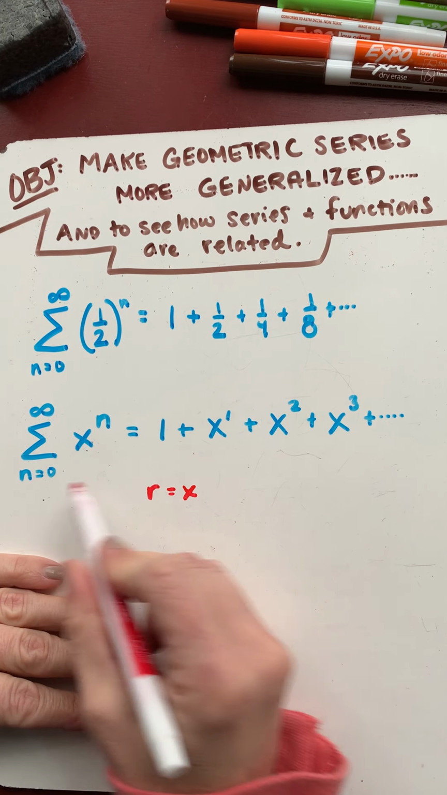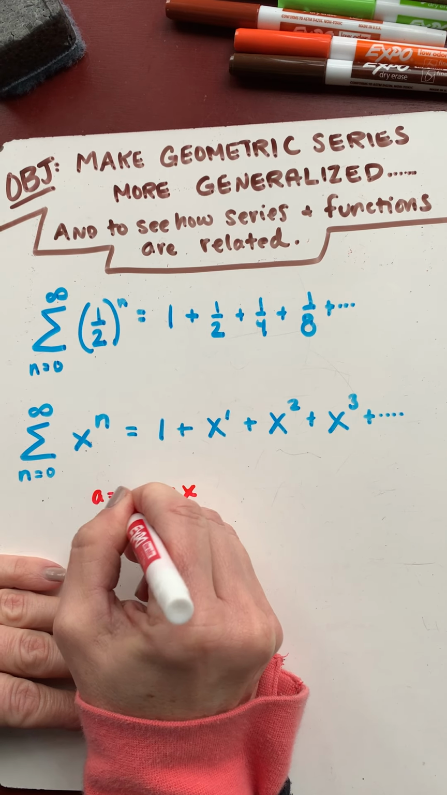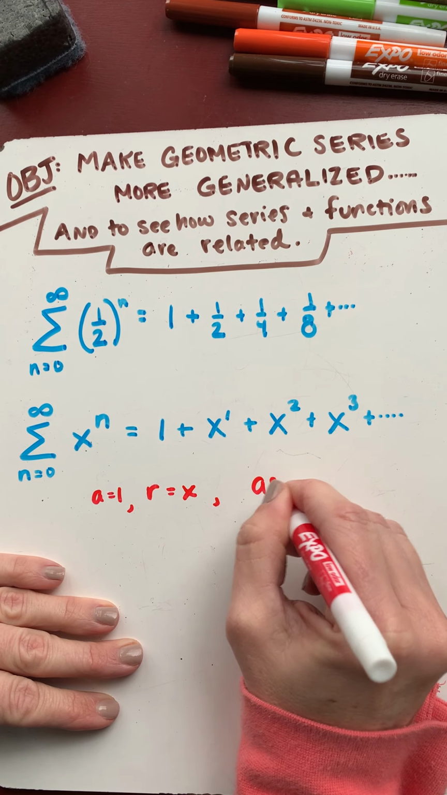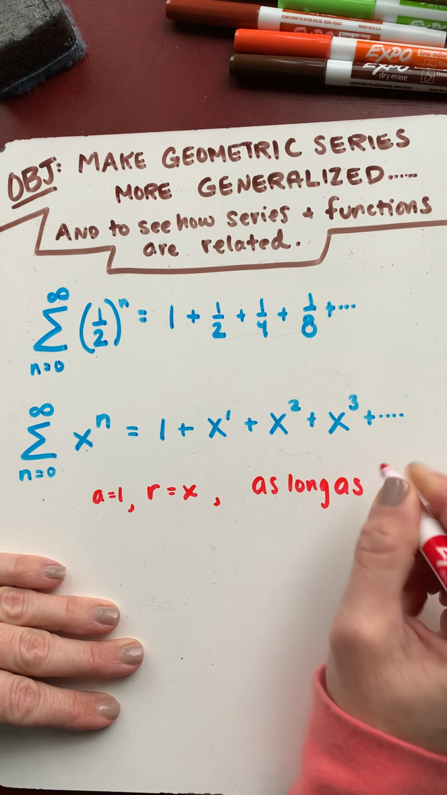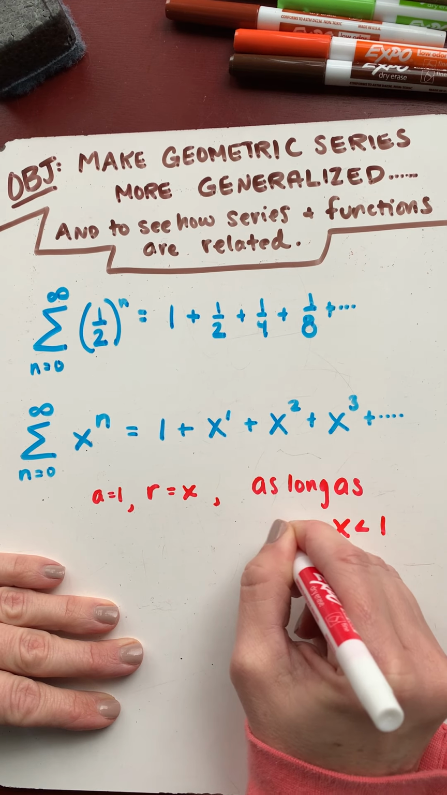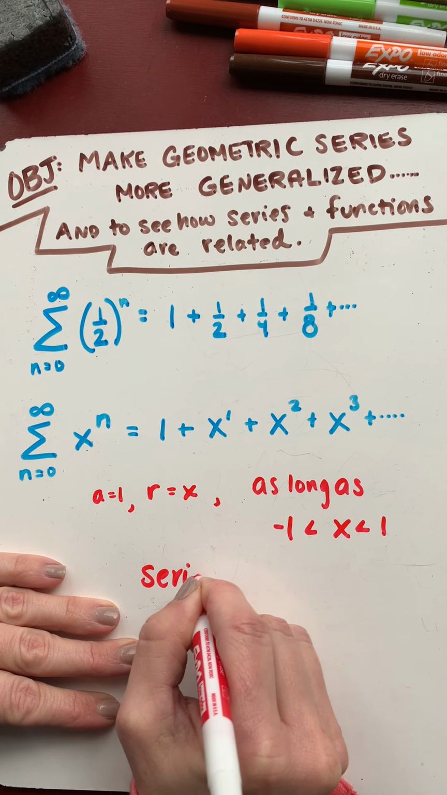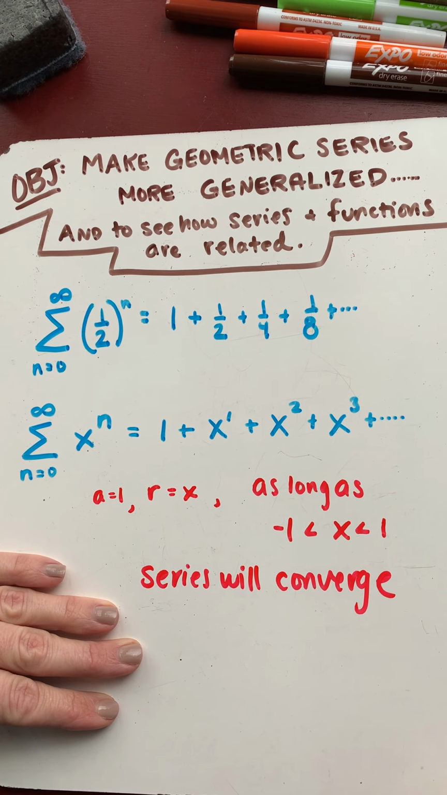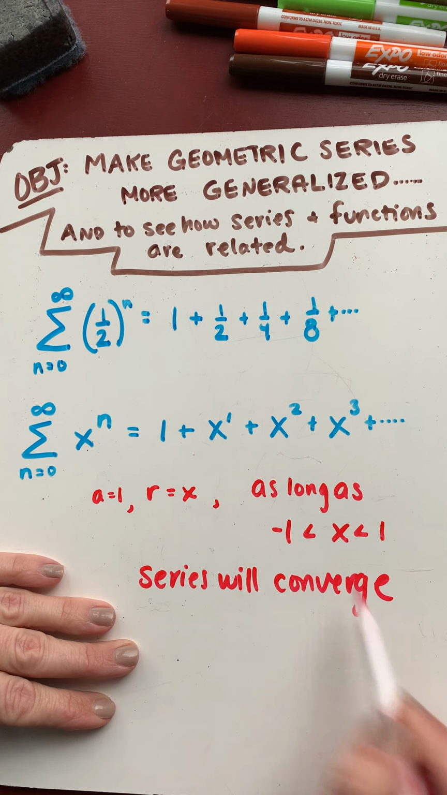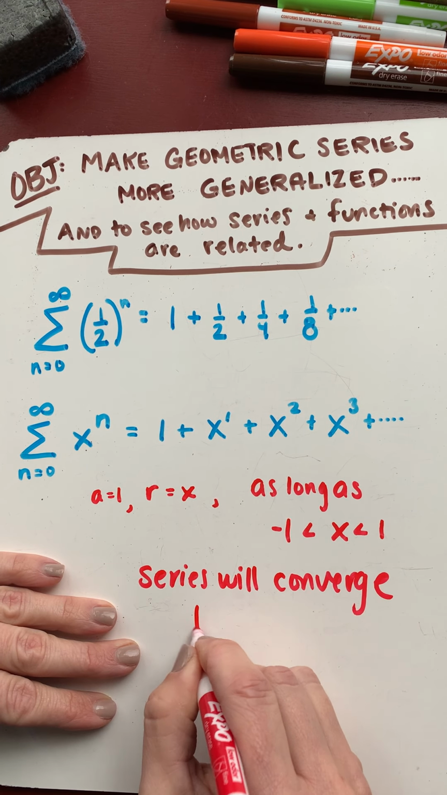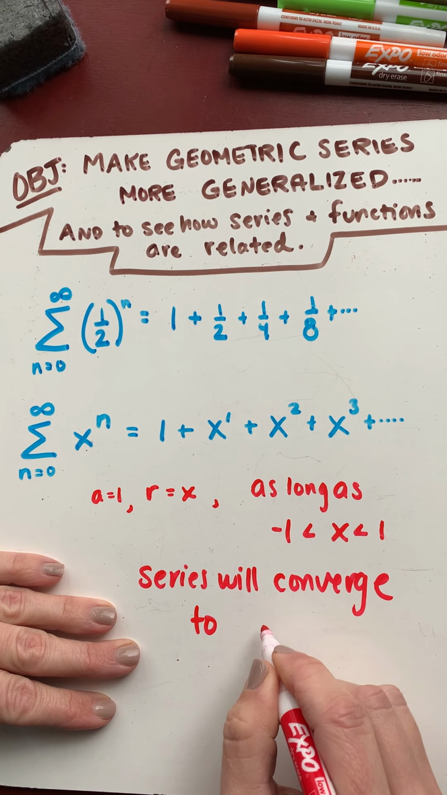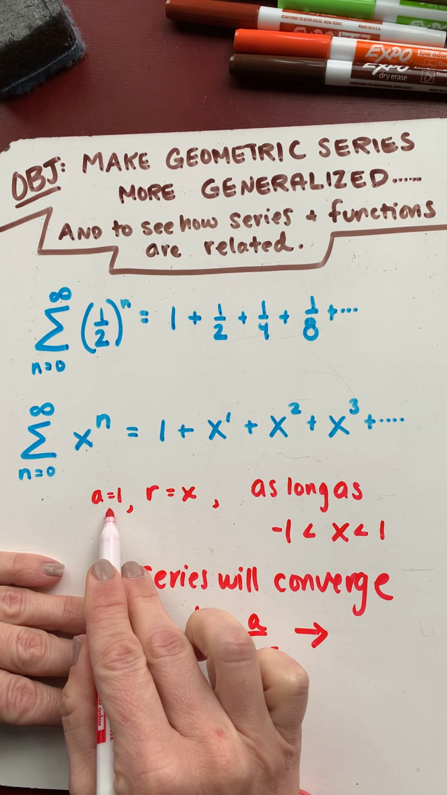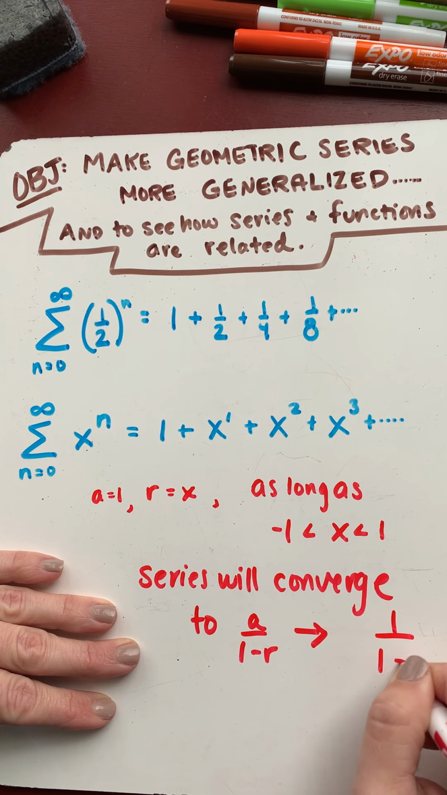So in this case, we know that the first term is 1. The multiplier is x. So as long as x is between 1 and -1, this series will converge. And as long as x is between 1 and -1, this series will converge to a over 1 minus r, which in our case, we have an a, we have an r, 1 over 1 minus x.